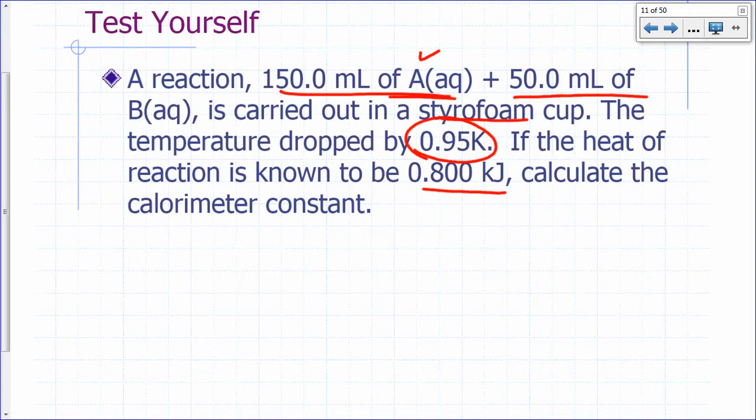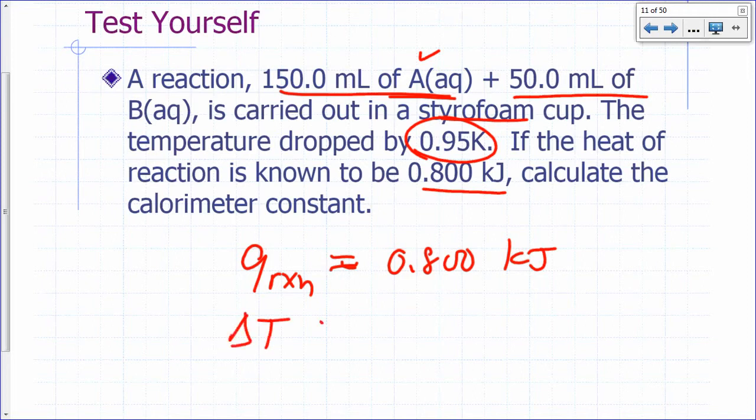Okay, so this illustrates how you can determine a calorimeter constant. You carry out a reaction with a known heat of reaction, then the only unknown there would be your calorimeter constant. Let's illustrate that. Let's calculate that. What is our Q of reaction? It's known to be, for this, 0.800 kilojoules, right? And what is our delta T? Temperature dropped by 0.95 degrees Celsius or 0.95 Kelvin.